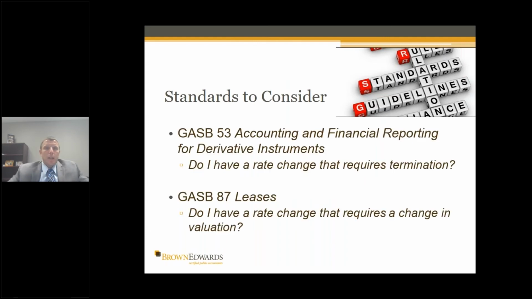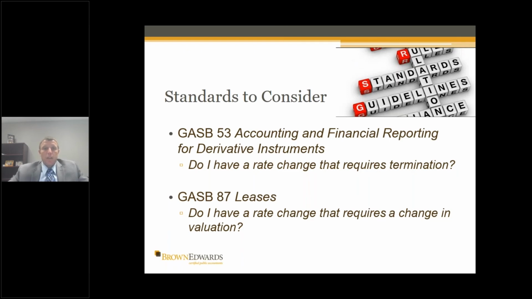So looking at the impact when considering GASB 53, which is the standard on derivative instruments, that standard says when you change your rate, then you're required to terminate the hedge. So for instance, your swap is tied to LIBOR and now you're transitioning to SOFR or some alternative. Now what am I supposed to do about my swap?